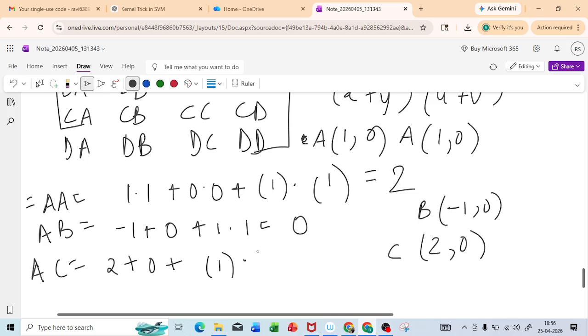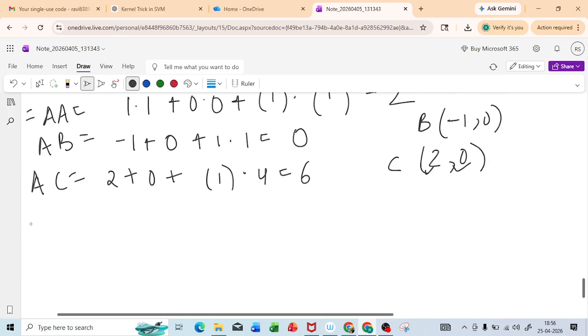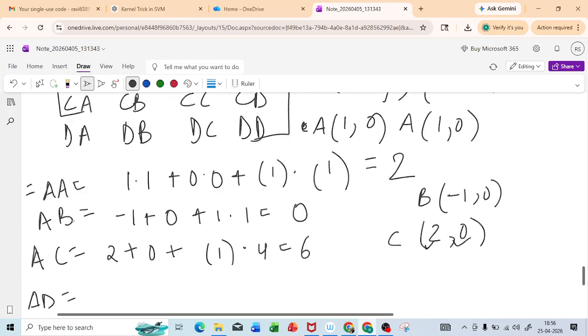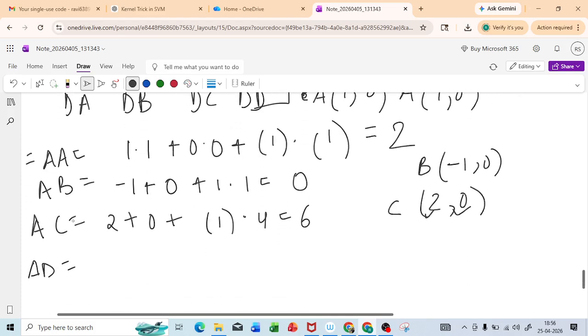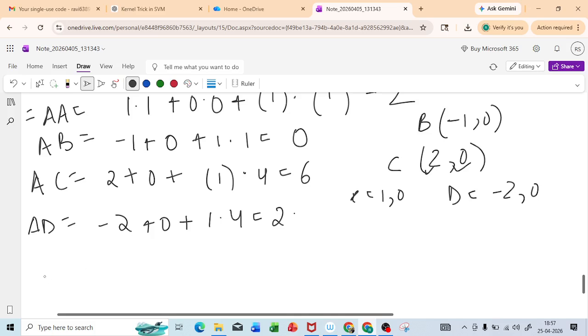Okay, and then y square, u square plus v square: 2 square plus 0 is nothing but 4. So this becomes 6. Then we calculate AD. AD is nothing but x into u. Our D point is x is 1 comma 0, D is minus 2 comma 0, right? So x into u is minus 2, plus 5 into v is plus 0. And then x square plus y square is 1 into u square plus v square is 4. So again we get 2. So this solves the A part.